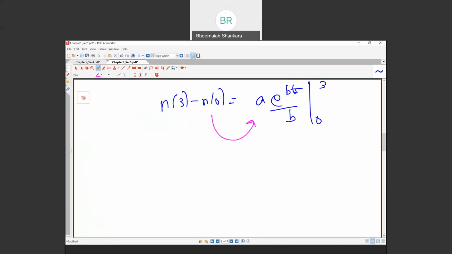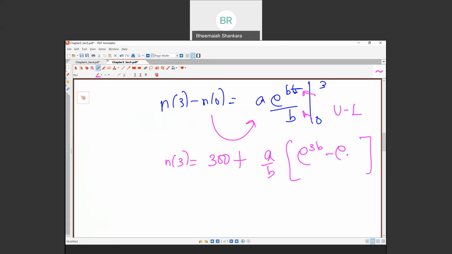Take this n of 0 to the other side, and we know its value: it's actually 300. So I'm going to write this as 300 plus a constant a over b, times the upper limit minus the lower limit. When you simplify, the upper limit is e to the 3b and the lower limit is e to the 0b. E to the 0 of any expression is 1. So you rewrite this as 300 plus a over b times e to the 3b minus 1.